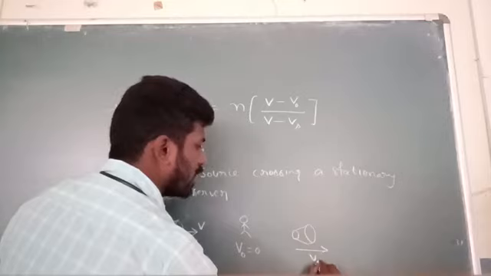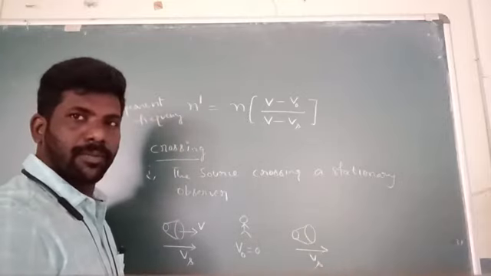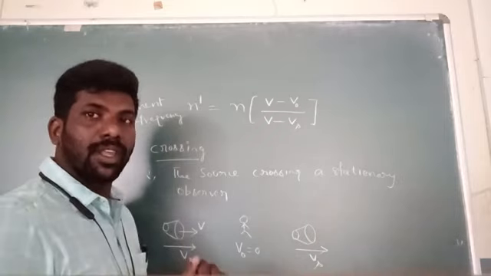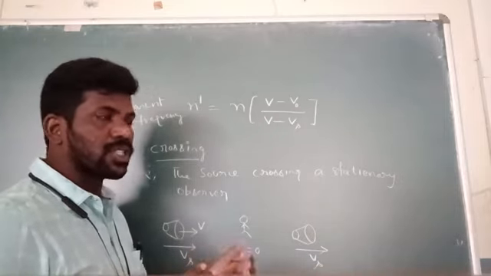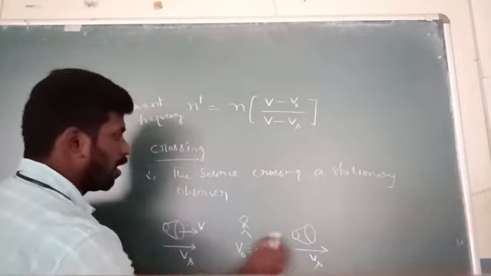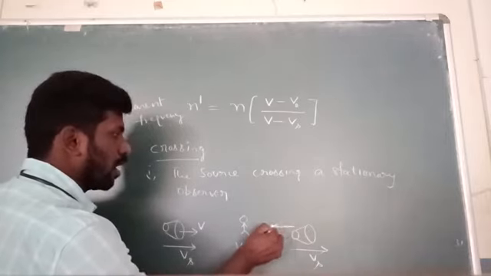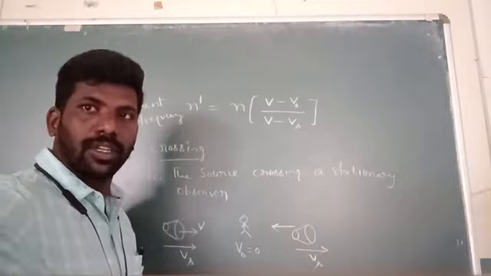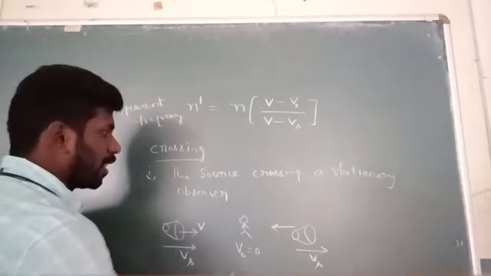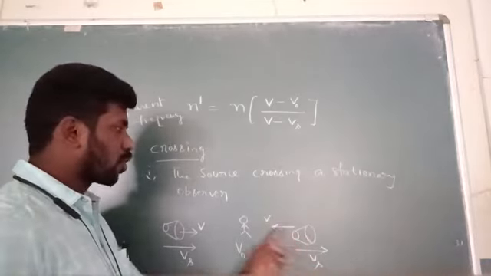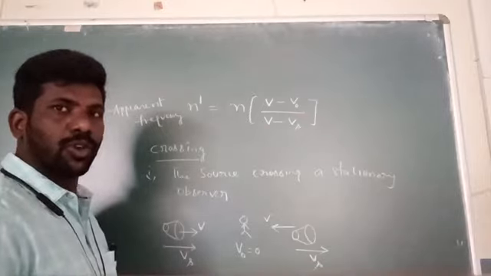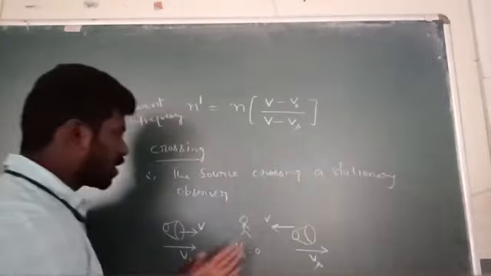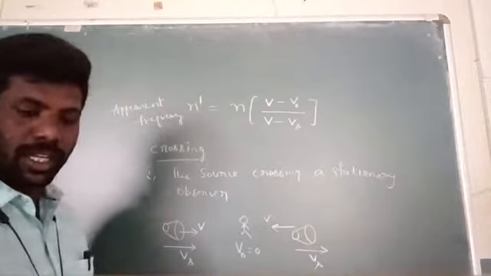There is no change in the velocity of source. The direction of the velocity of source remains the same, but the velocity of sound is from source to observer. The velocity of sound is from source to observer. We derive a formula based on this condition.